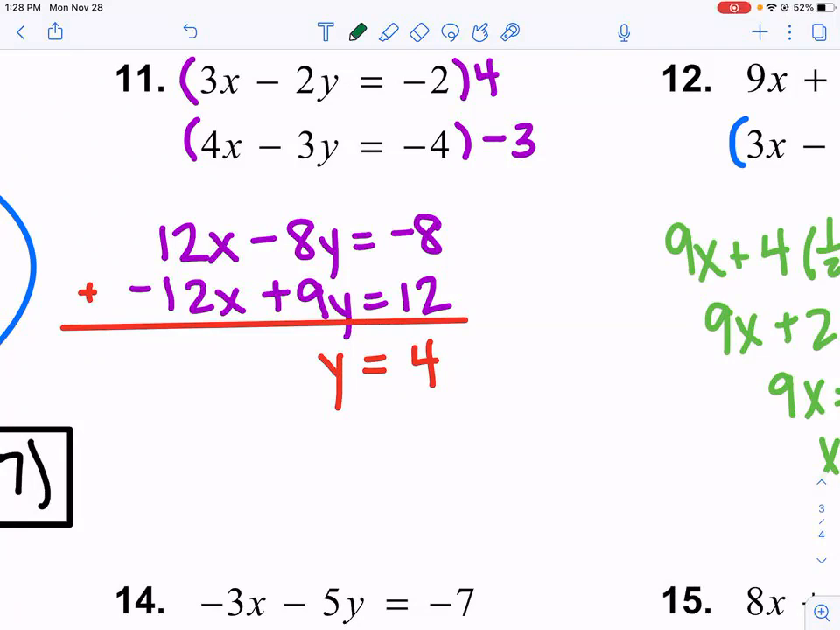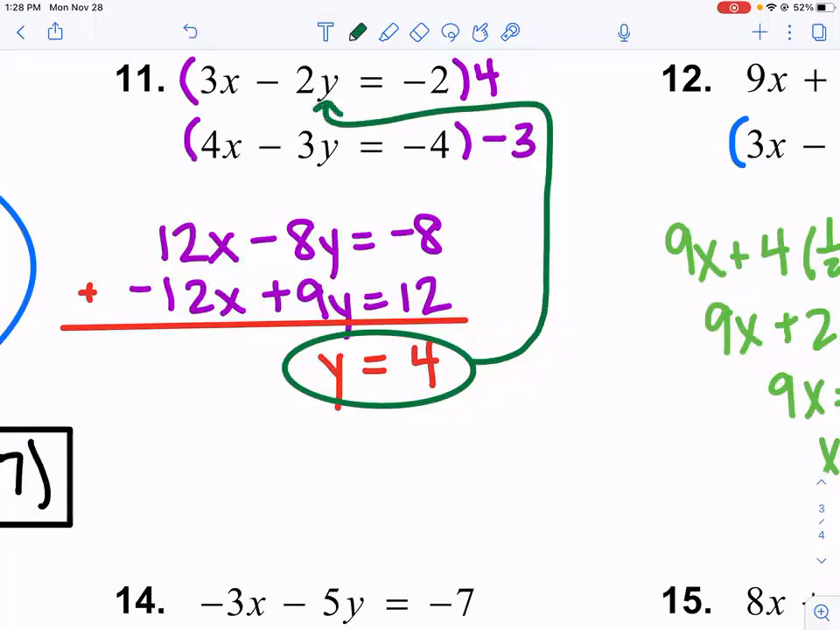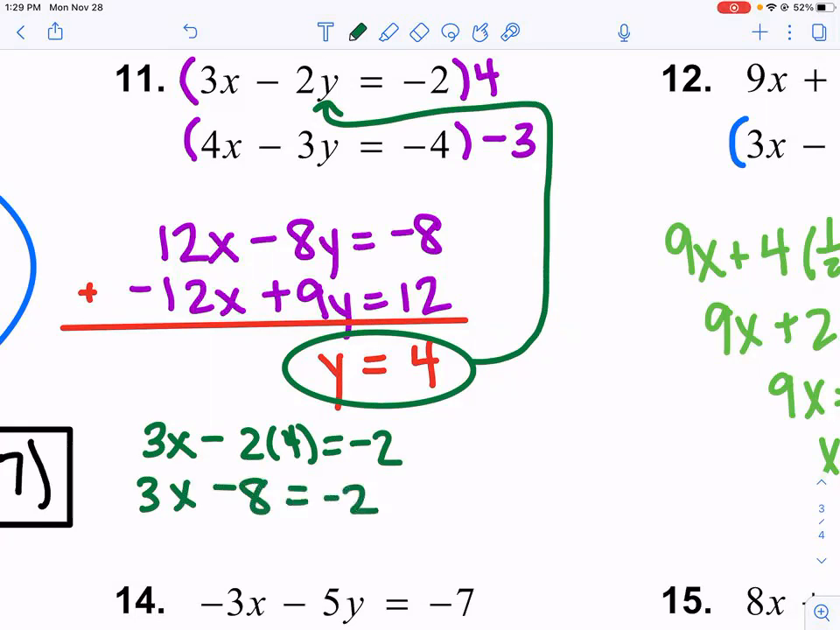I don't know what to do with the 4. What do I do with y equals 4? Okay, so we have 3x minus 2y equals -2. So 3x minus 8 is -2. Did I do that right? Oh yeah, 3x equals 6. So Cade, what's x?